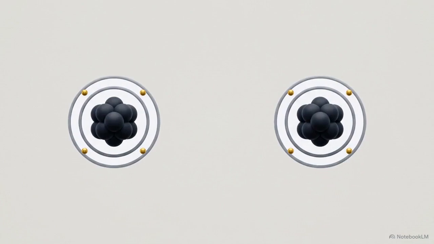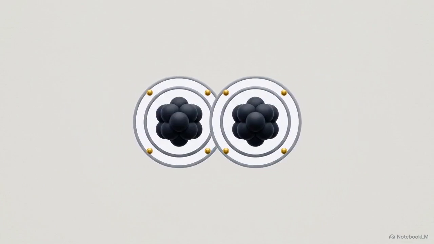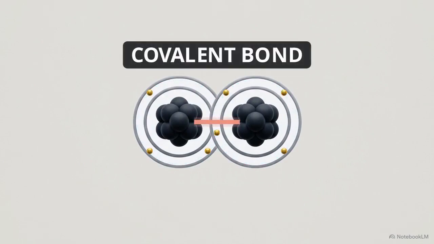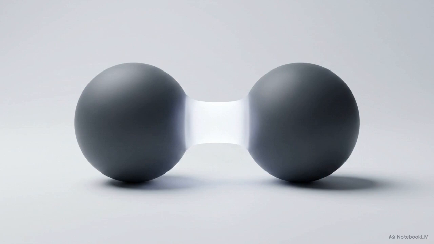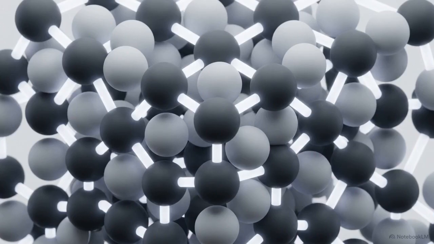Two atoms overlap their outer rings and place their electrons right in the middle, counting them toward their goal. We call this mutual sharing a covalent bond. Because both atoms rely on those exact same shared pieces to stay stable, they hold onto each other tightly, creating a highly secure physical link.